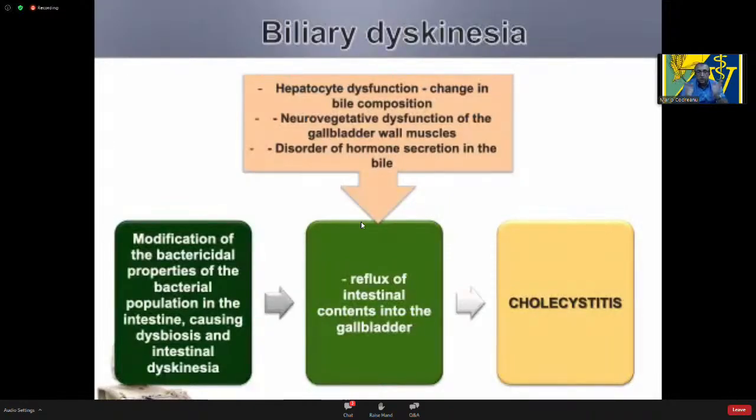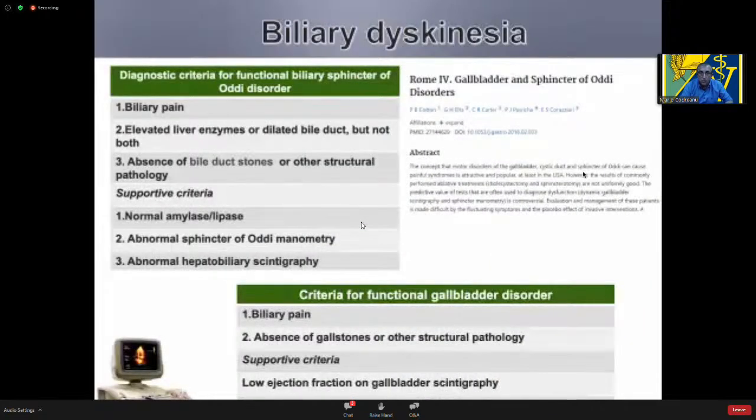In all these cases, we can talk about important changes of the main bactericide properties of the bacterial population in the intestine, being responsible for changes of the bacterial environment in the intestine, responsible for dysbiosis and intestinal dyskinesia. It can be associated with an important reflux of intestinal content into the gallbladder, and try to understand from this point of view that the next step is the appearance of cholecystitis, also a very severe medical condition in dogs and cats.